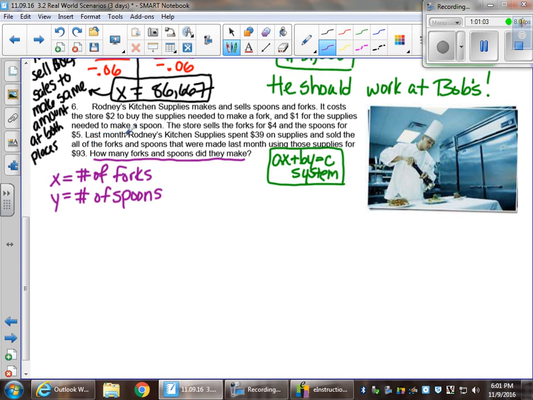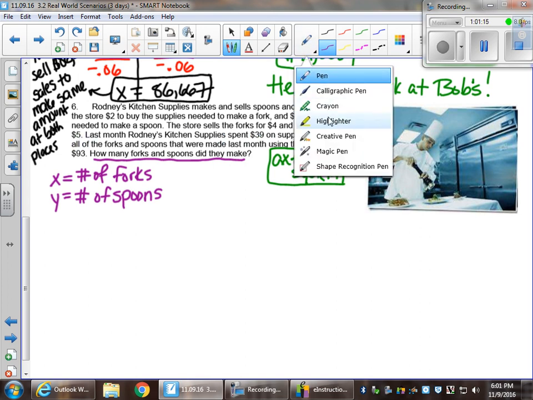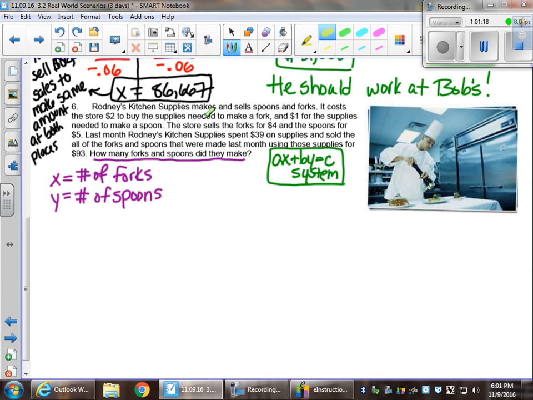And then I know my totals. Last month, they spent $39, and then they sold all of their spoons and forks, and they made this much in profit. So this system, get your highlighters out, is comparing cost. It costs them $2 to buy what they need for a fork, $1 for the spoon, and what they sell. Their profit sells the forks for $4, spoons for $5.